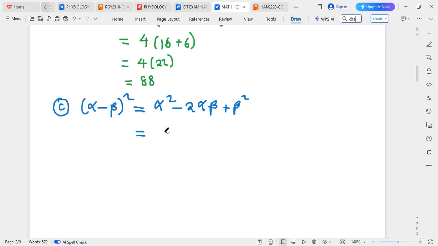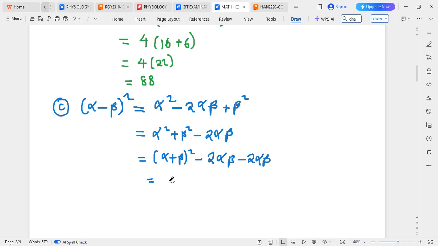Put the alpha squared and the beta squared together, so that will be alpha squared plus beta squared and then minus 2 alpha beta. Again, where there's alpha squared plus beta squared, substitute alpha plus beta squared minus 2 alpha beta. But remember, there is another minus 2 alpha beta. So this gives us alpha plus beta squared minus 4 alpha beta.